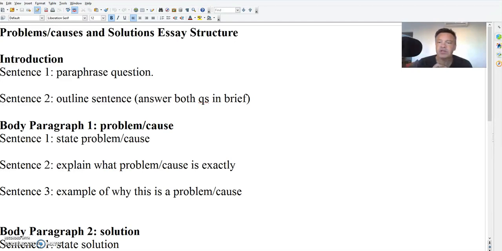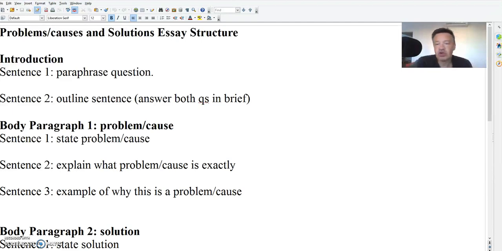So, I don't see why a problem and solution essay should be a problem. They're pretty straightforward. You've got two questions. What's the problem? How can it be solved? You answer these two questions. Paragraph 2 for the problem, paragraph 3 for a solution. It's pretty straightforward, as we'll see.